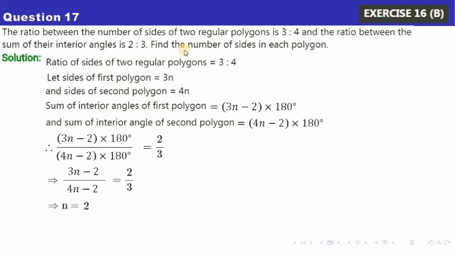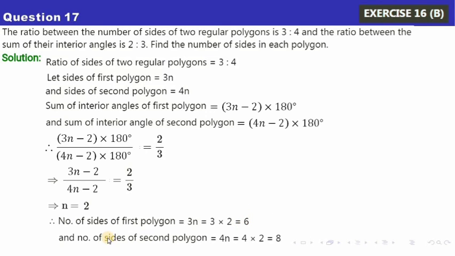The question is asking you to find the number of sides in each polygon. In the first polygon, the number of sides is 3n, and we got the value of n to be 2. So the number of sides in the first polygon is 3n, which is 3 into 2, as the value of n is 2. So 3 into 2 is 6. That means the first polygon has 6 sides. Similarly, the number of sides of the second polygon is 4n, where the value of n is 2. So 4 into 2 is 8. That means my answers are 6 and 8 in this case.